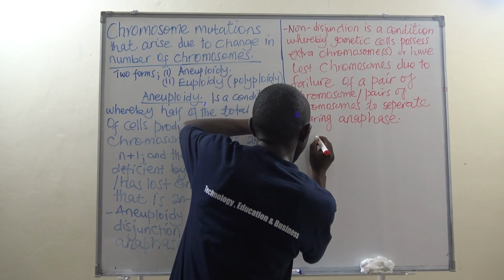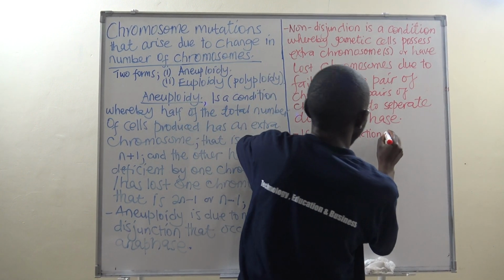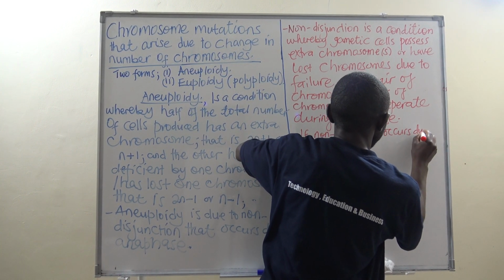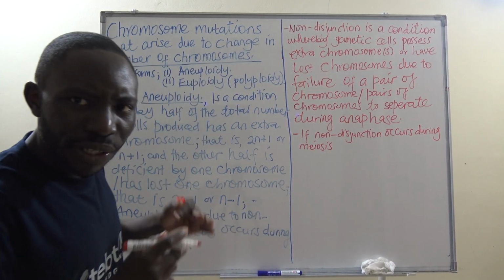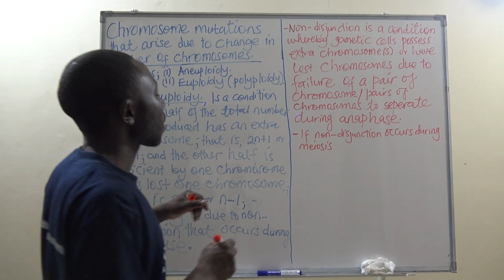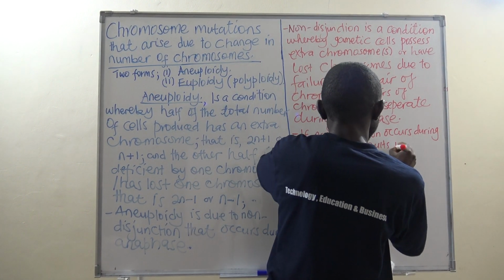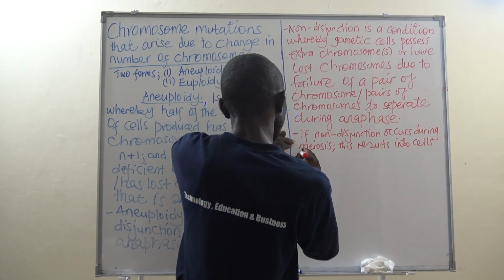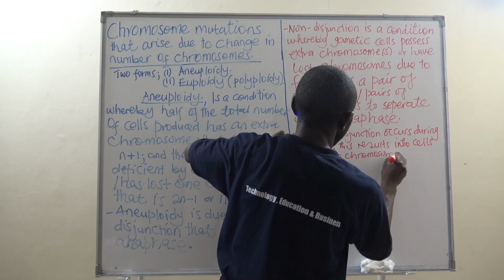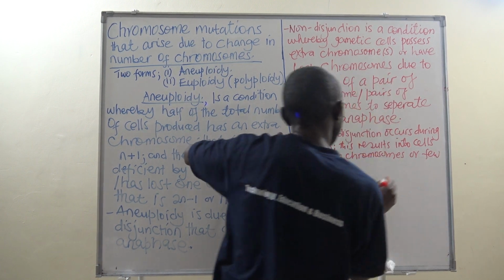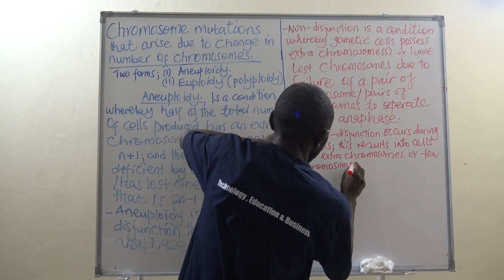Now, what happens is that if non-disjunction occurs during meiosis, this results in cells with extra chromosomes or few chromosomes.